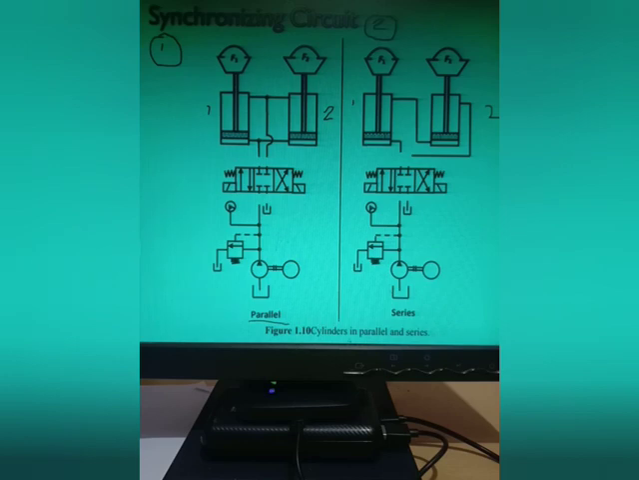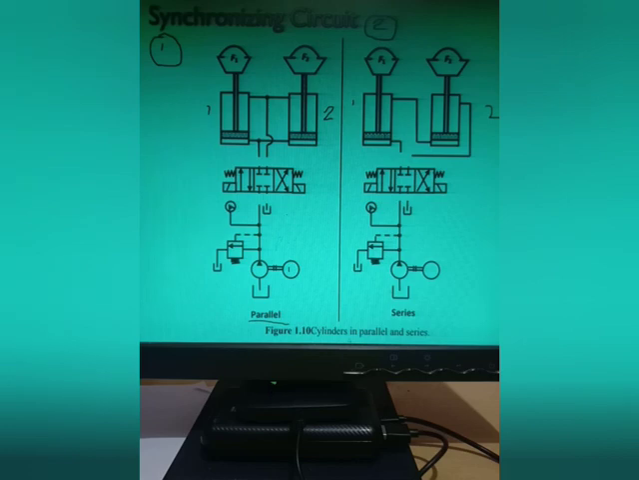Now first let us see what the important components of this synchronizing circuit are, in which the actuators are connected in parallel. This first part is the reservoir, where the oil is stored. The second part is the pump, a unidirectional constant flow pump. This is the electric motor, which works as the prime mover to run the pump. Here is the pressure relief valve, and here is the pressure gauge which will measure the pressure of the pump line.